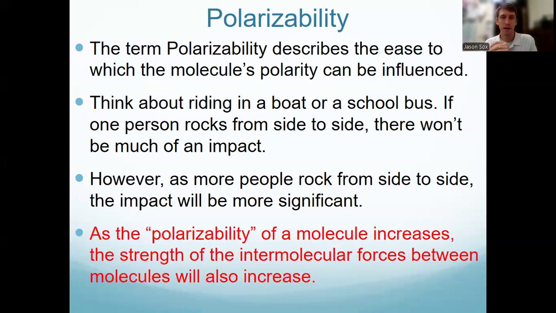What I'm trying to make here is a parallel: the people on the boat are the same as electrons in an atom. If a molecule or compound has a bunch of electrons, and they're all moving around, and remember that they can temporarily align themselves, well, the size of the polar charge is going to be dependent upon the number of electrons that are participating in these shifts. In general, the more electrons that an atom has, the greater its ability to create polar sides of the molecule. Hence, the more electrons, the greater the polarizability of a particular molecule or compound.